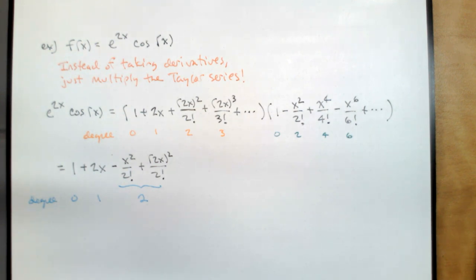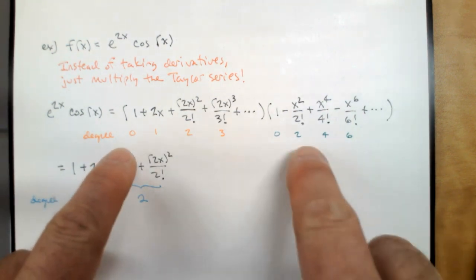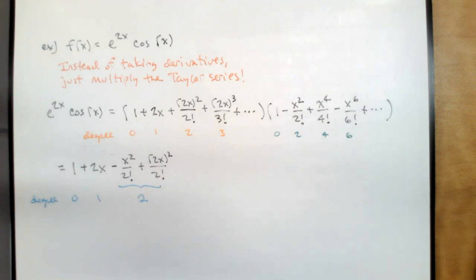We're having to think beyond FOIL. We're going to have to think about how multiplication is supposed to work. That's the point of this exercise. Now we'll write that. Those are all the possible degree two terms, 0 plus 2 or 2 plus 0.